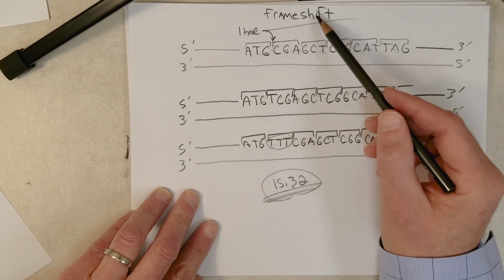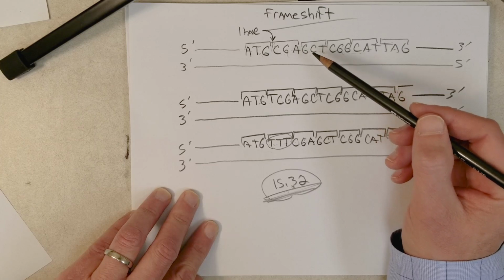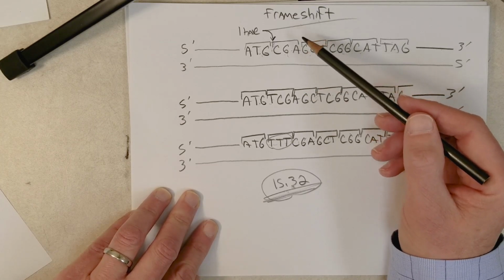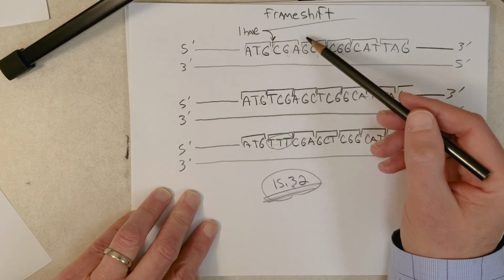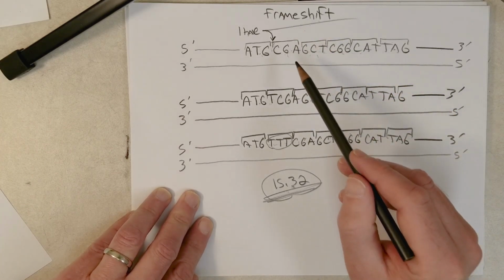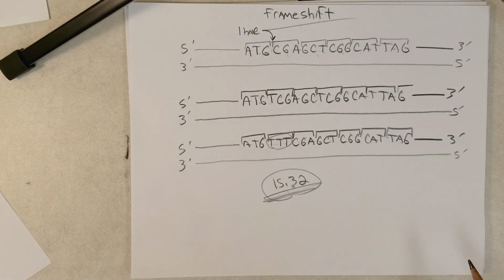A frameshift mutation isn't necessarily a mutation that occurs in the coding region if it occurs in a multiple of 3. The insertion or deletion has to occur in a non-multiple of 3 in order to be a frameshift mutation. It must change the reading frame to be a frameshift mutation. So I think that's it for frameshift mutations. Let's go on.